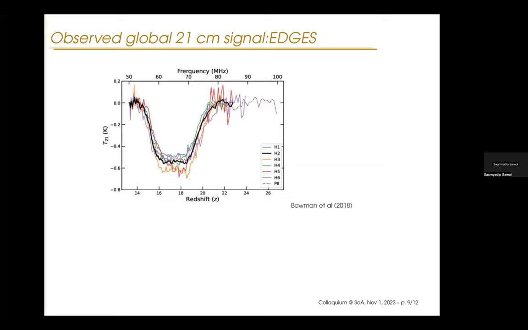So, this is the observed 21 centimeter signal. If you look at this, absorption has been seen around redshift of 18 or 17. This is a controversial result. People have not confirmed yet that this is really happening. But this is the only thing we have right now. This is the only observation of the 21 centimeter signal at that high redshift.